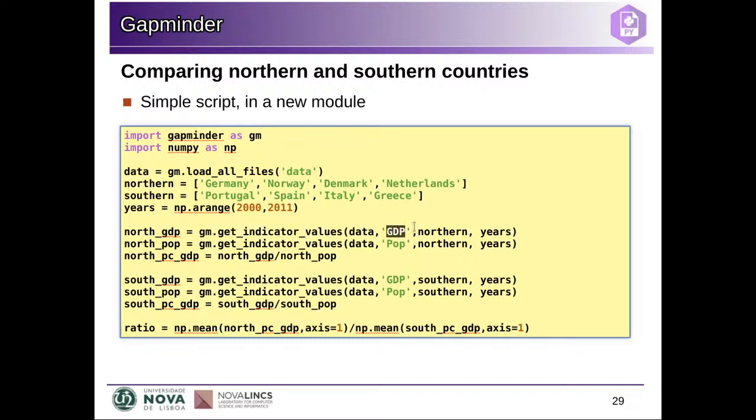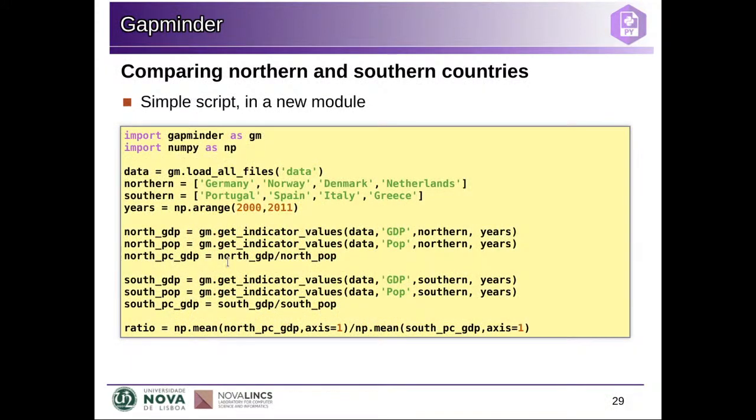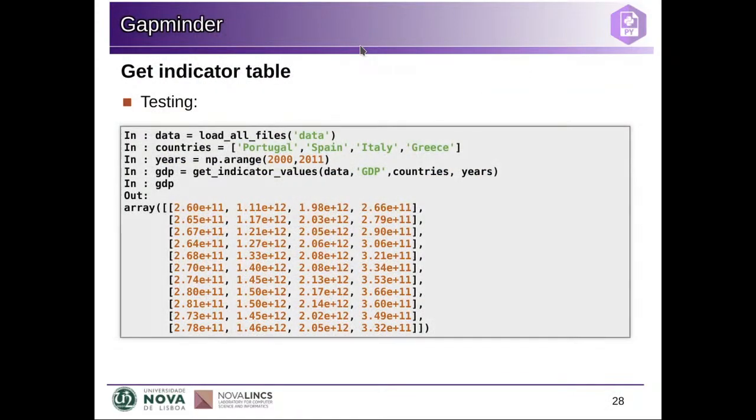We want the GDP for these northern countries and just this set of years. This will return a matrix similar to this one with the GDP for the northern countries. And now we get the population for the same countries. So we just use the same function, the same data, the same countries, the same years, but we ask for the indicator population instead of GDP. And now we get another matrix of the same size, but with the population for each country.